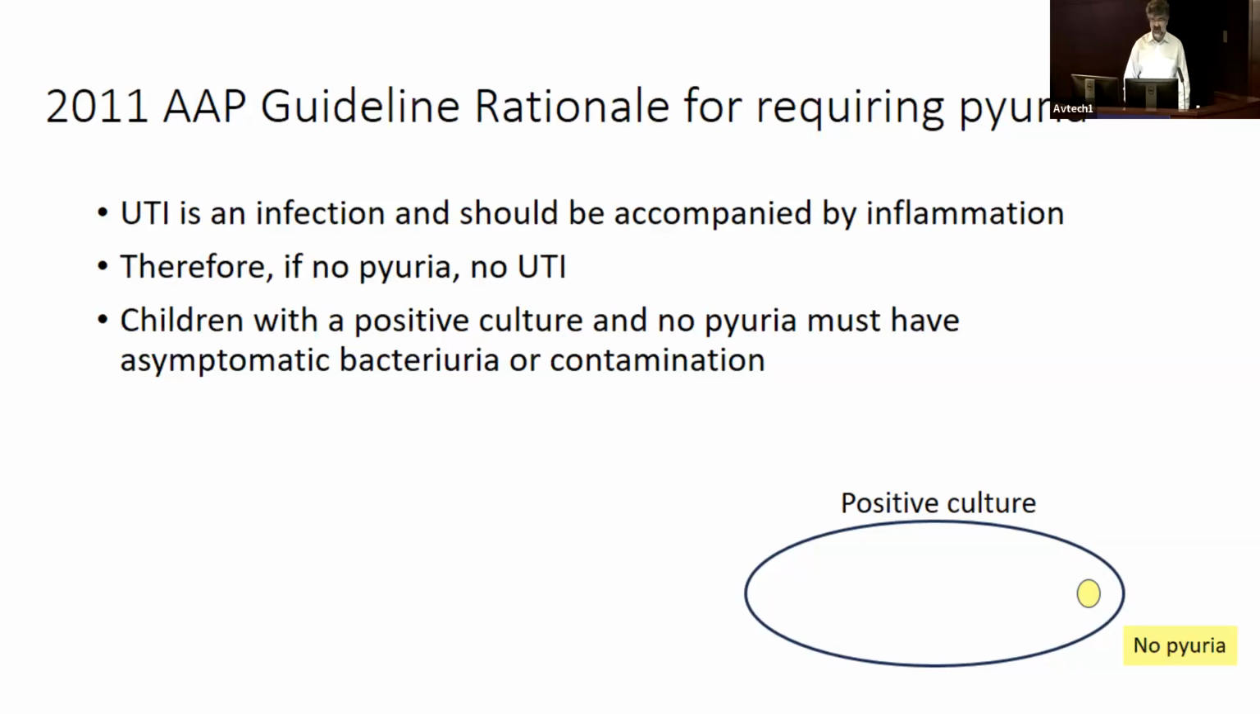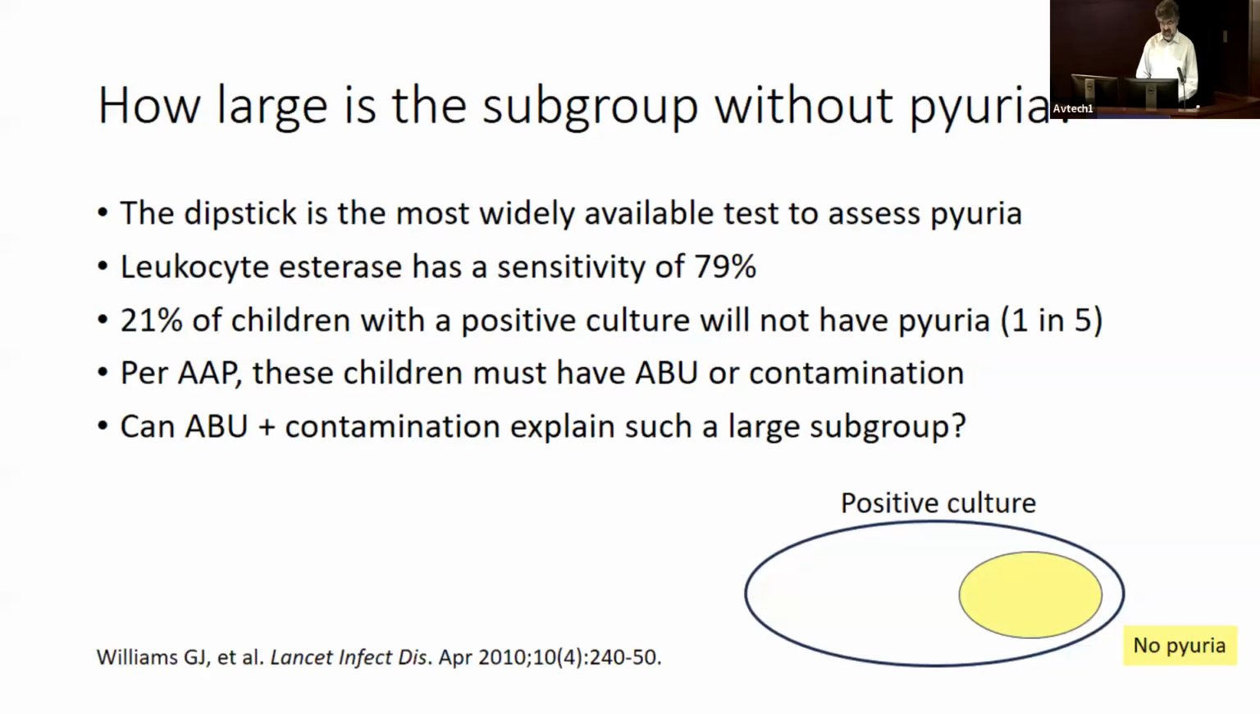So this sort of makes sense if you look at it at this level, but if you look at it carefully, it sort of falls apart. So the first question is, how large is that yellow thing, the subgroup without pyuria? We just know from the slides I showed you, those 95 studies showed us that the sensitivity of the leukocyte esterase is 79%. And that's what we use to measure pyuria. So what does the sensitivity of 79% mean? That means that 21% of children with positive culture, by definition, this is not my opinion, this is just the definition of sensitivity, will not have pyuria. So 1 in 5 children with a positive culture will not have pyuria in the way the test is used in the community. Per the AAP, these children must have ABU or contamination.